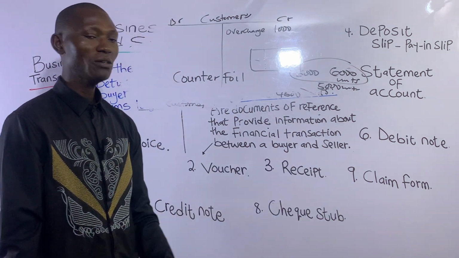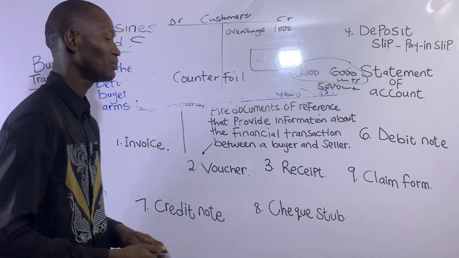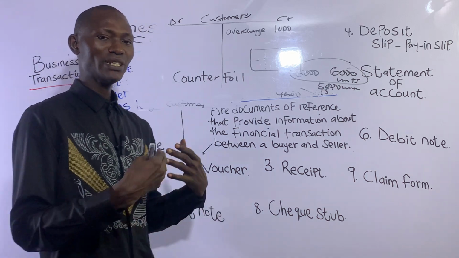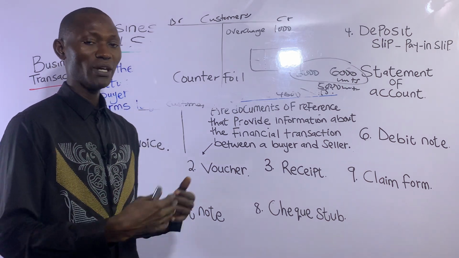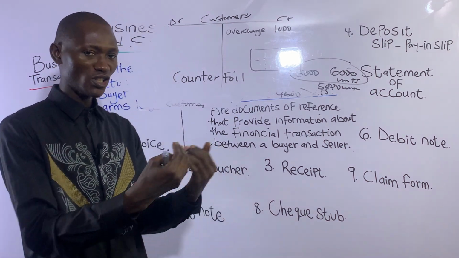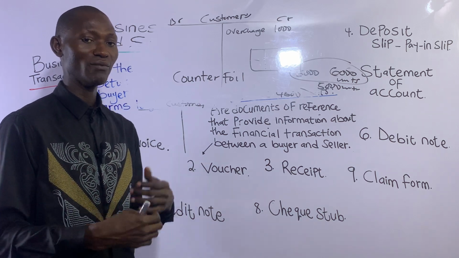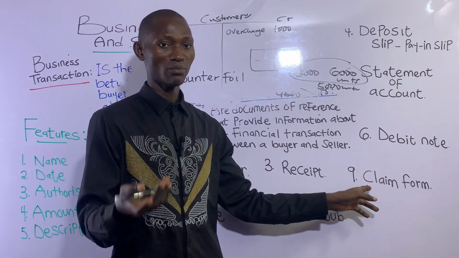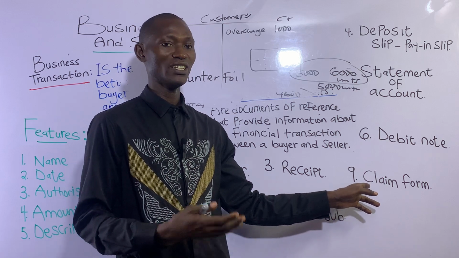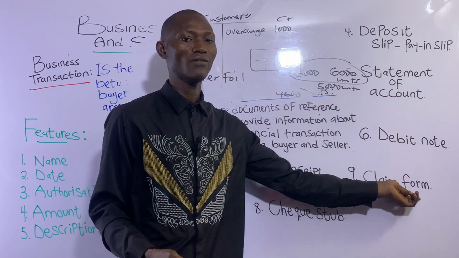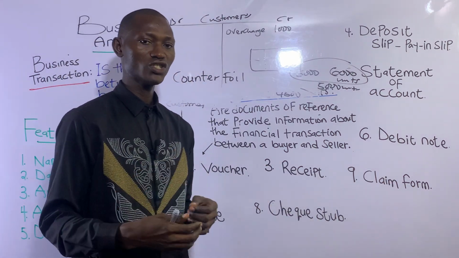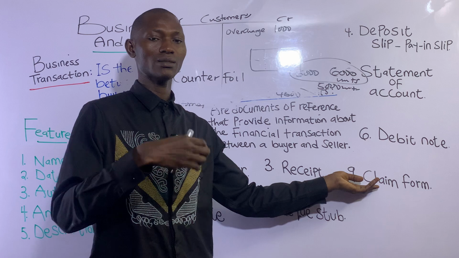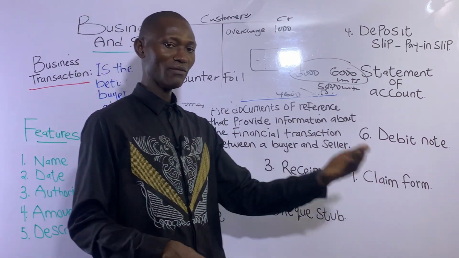Then next, claim form. Claim form, from the word claim. Now, most times when an employee is on duty and he spends money from his own purse for the benefit of the company, such money should be paid back to the employee for having paid such money to benefit the company from his own pocket. So such a form that such an employee will provide to serve as evidence that he or she has spent some money is the claim form. So claim form is that form which an employee provides to recoup or to regain whatever money that he or she has spent while on duty for the benefit of the company.